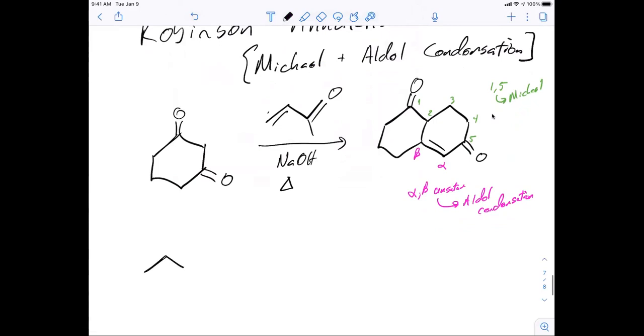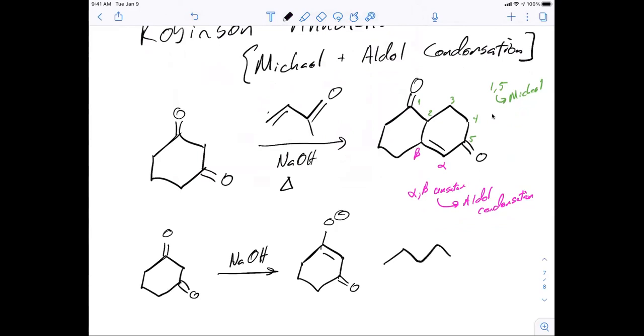So let's look at what's happening. The first thing we need to do is form an enol or an enolate, right? Then that enol or enolate can react with our, I drew that wrong, our species here.